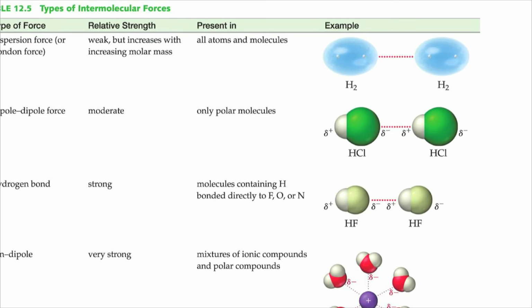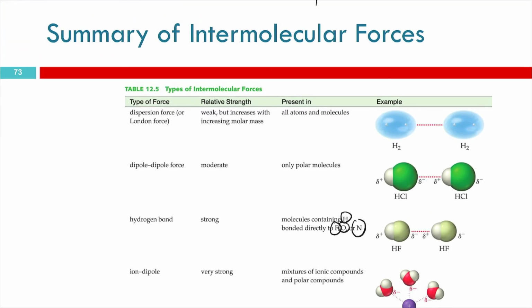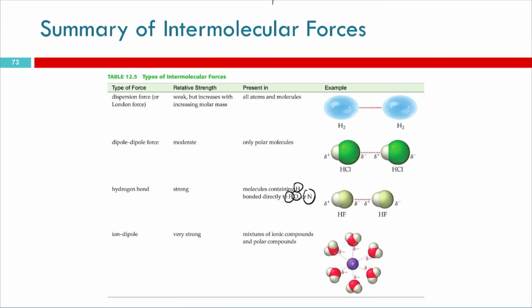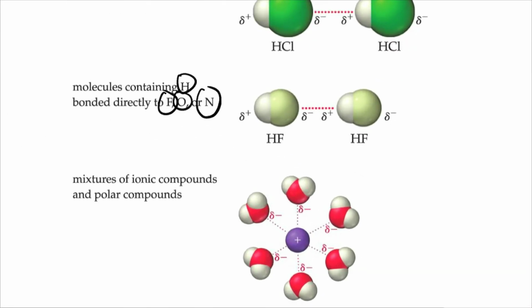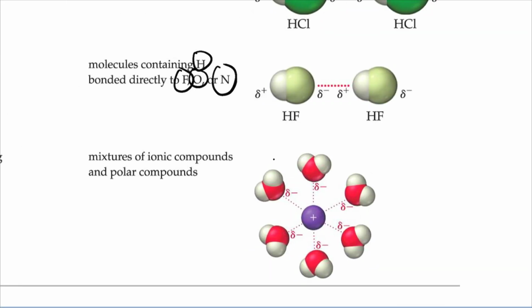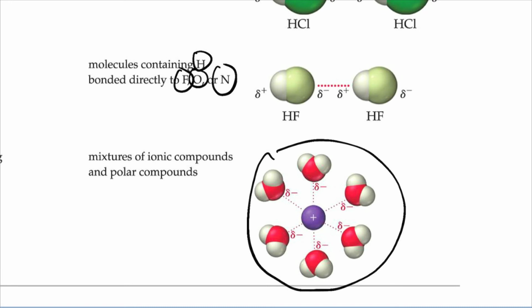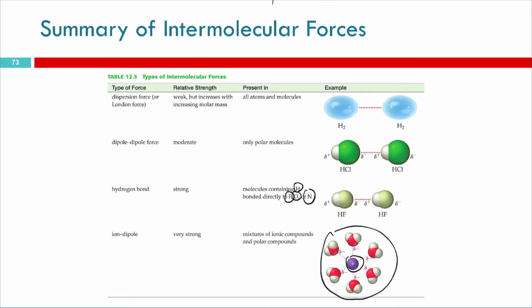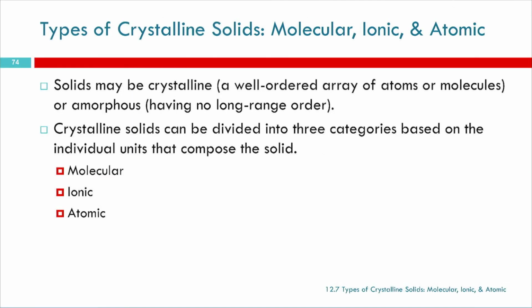molecules containing hydrogen directly bonded to fluorine, oxygen, or nitrogen. And then we have ion-dipole forces, which are very strong. And that's where we have mixtures of ionic compounds and polar compounds, and you get a circle of the polar molecules around the inner ionic compound. Those are our intermolecular forces.